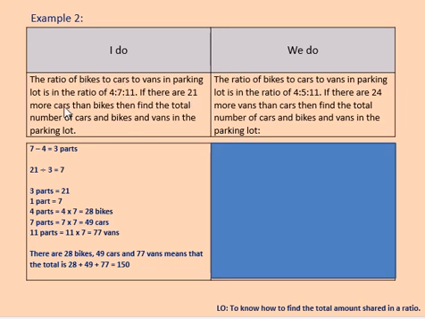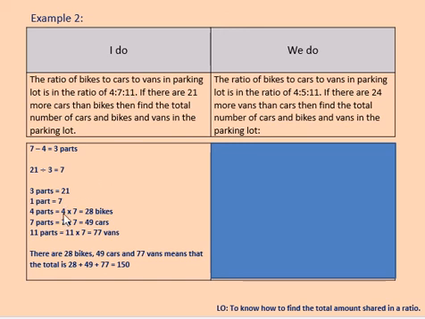It says there are 21 more cars than bikes. So bikes is 4 parts, cars is 7 parts. The difference between those two, 7 take away 4, 3 parts, must be equal to the difference in the number of items, which is 21. So 3 parts equals 21. Now let's find 1 part by doing 21 divided by 3 to get 7. 1 part is 7. So we need to work out what 4 parts are worth, what 7 parts are worth, and what 11 parts are worth.